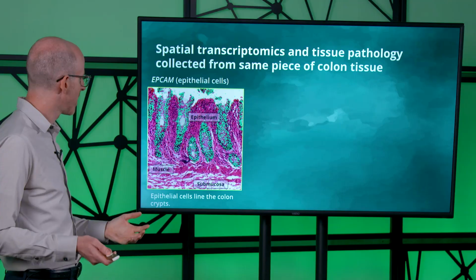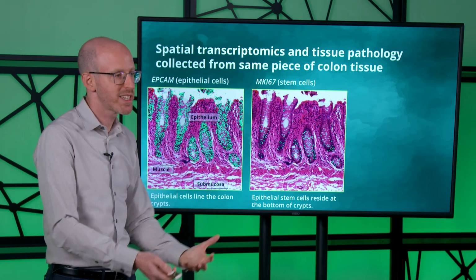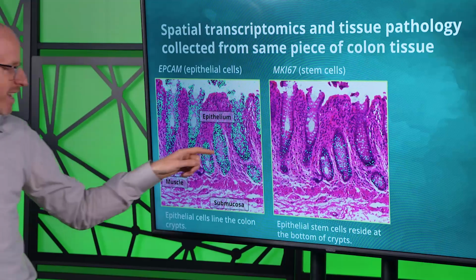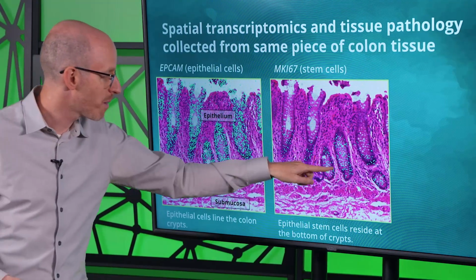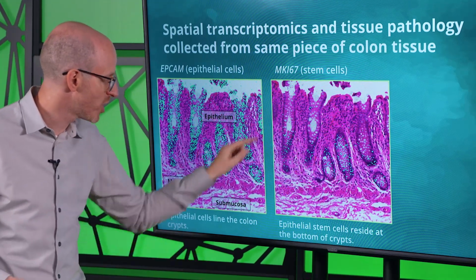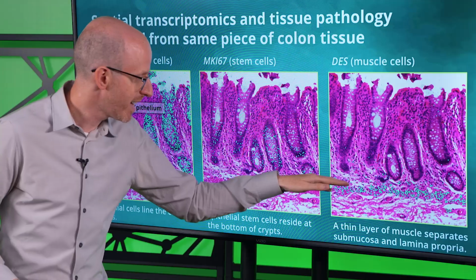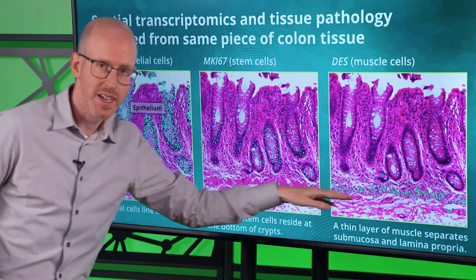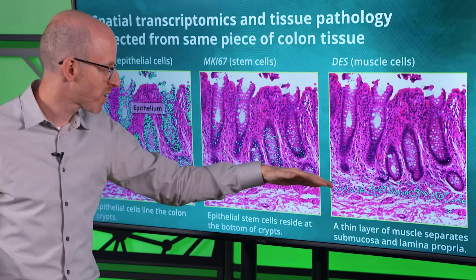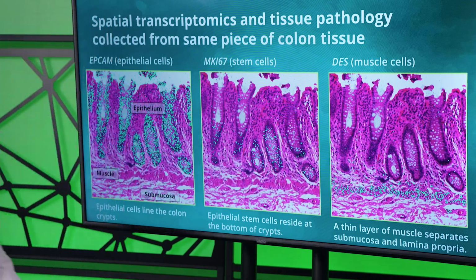We can look at another gene, MKI67. This is a gene that's expressed in epithelial stem cells. It's involved in making more cells. And these stem cells tend to reside at the base of these colonic crypts. You can kind of see that they have this specific localization at the base. And the third gene I'll show you is Desmin, which you've seen before, and it's really showing up in the muscle cells. So you have this really nice alignment between the H&E image and gene transcripts that mark different cell types and states in the cells in the tissue.